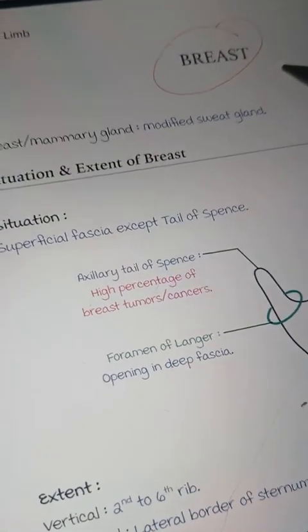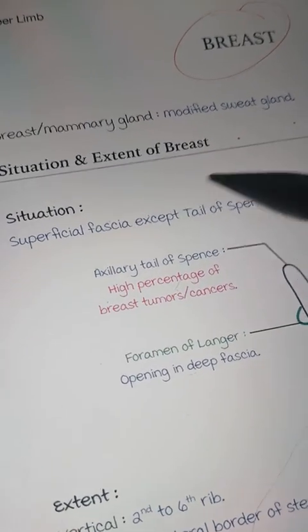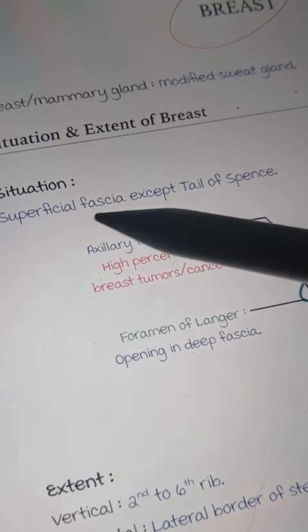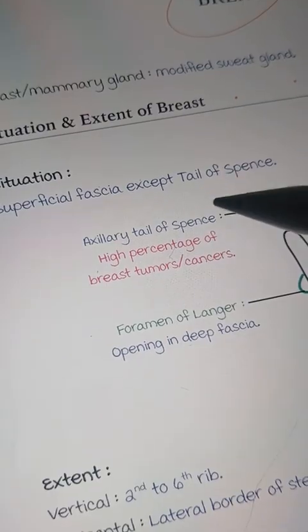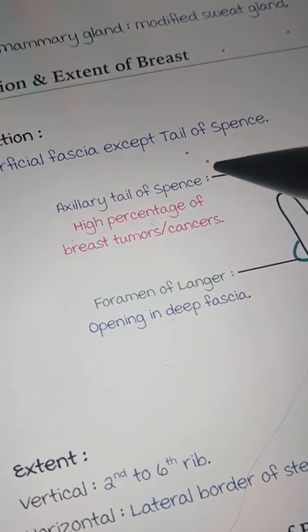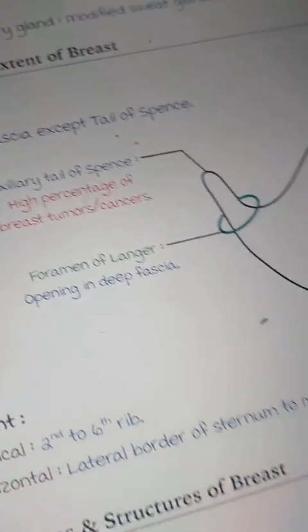So guys, today we are going to discuss the anatomy of the breast. Breast or mammary gland is also known as a modified sweat gland. Talking about situation and extent of the breast, the situation is in the superficial fascia except the tail of Spence. The tail of Spence is nothing but the content of the axillary sheath.